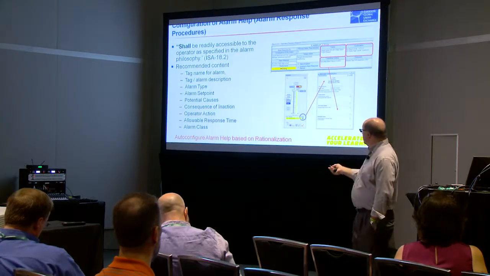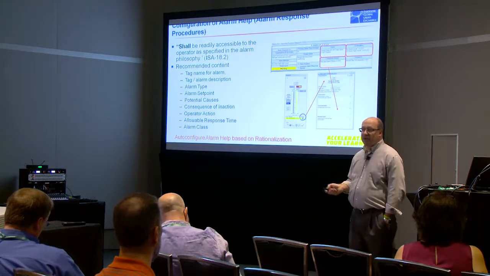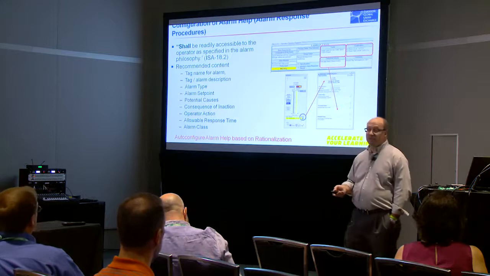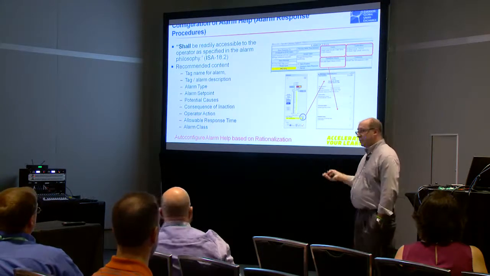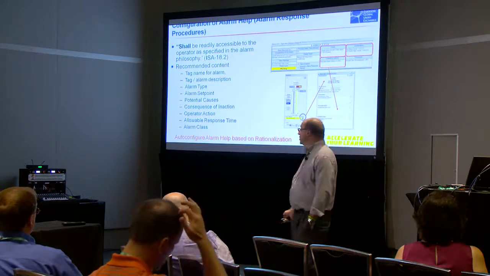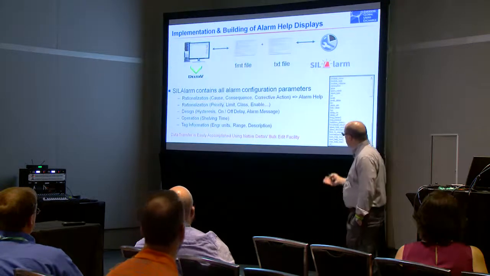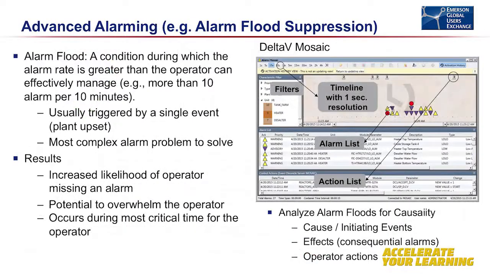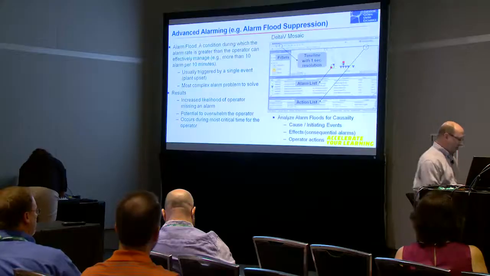Remember we said that there are requirements for providing alarm response procedures to the operator that are fulfilled by DeltaV Alarm Help. So if you do rationalization within the SILAlarm tool, you can automatically take that information and use it to create your alarm response procedures. And then you can push that information via bulk edit into and out of DeltaV, updating all of the alarm parameter information. Now I'm going to turn it back over to Kim, and he's going to talk about the next phase, alarm suppression.